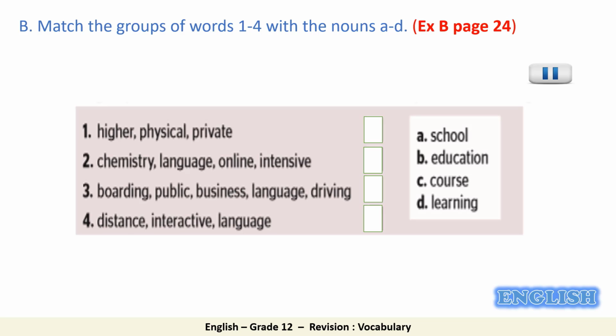Now let's correct. Number 1. Higher, physical, private. School, education, course, or learning. It is B. Excellent. Education. We say higher education and physical education as well as private education.